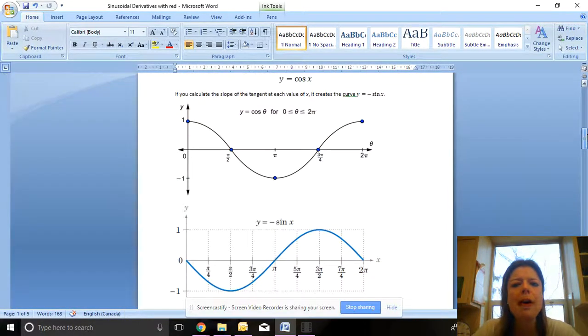Okay, so now we have cos x, and its derivative is actually negative sine x.